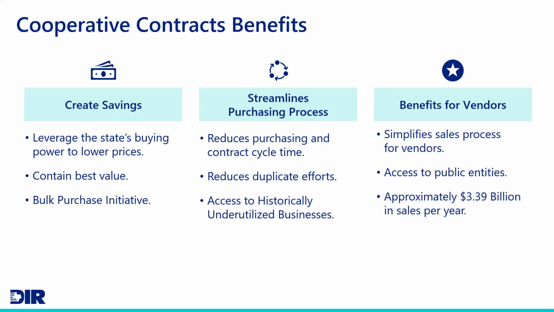It also streamlines the process for you, our customers, because we've already done a lot of that heavy lifting for you. We've negotiated the contracts, we've put them in place for you. So that reduces any purchasing and contract cycle time because you don't need to do that RFO now. So that reduces any duplicate efforts. And then it also gives you access to do business with our HUB vendors or historically underutilized businesses. We've got a large number of both prime contract holders as well as resellers available through primes that offer you the opportunity to do business with our HUB vendors.